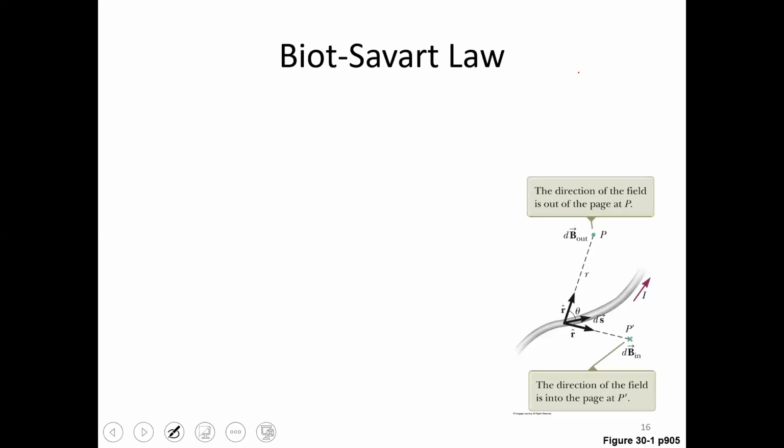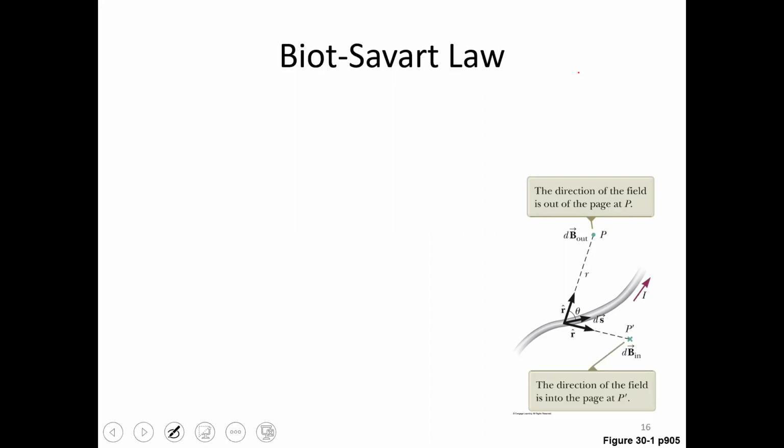So now that we've done some work with Ampere's law, we can see that you need some symmetry for easily evaluating those integrals. That can be limiting. So we can introduce a different method called the Biot-Savart Law that lets us evaluate the magnetic field for a current flowing on any path.